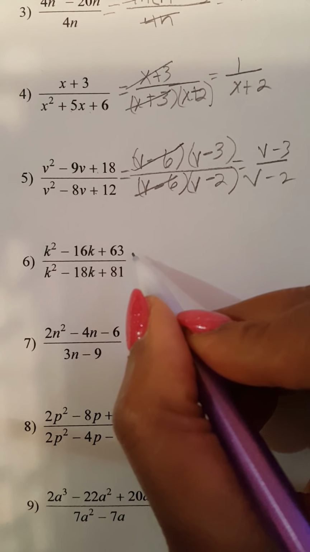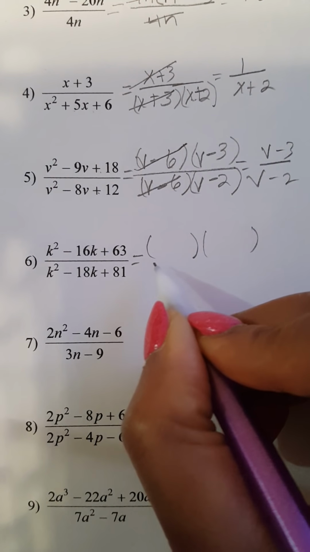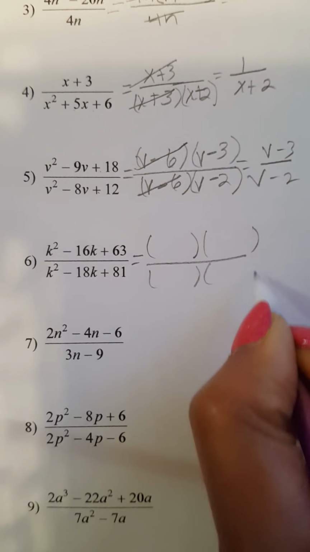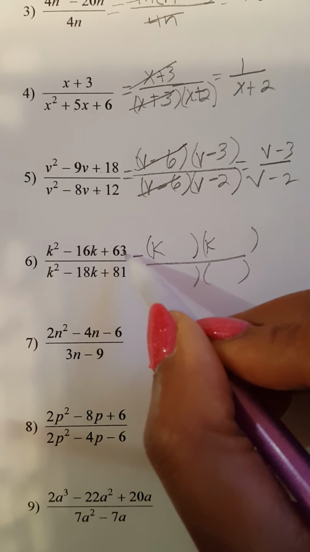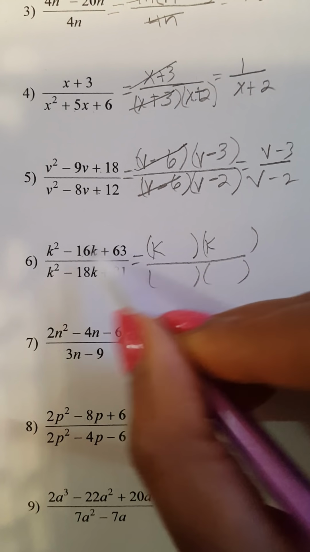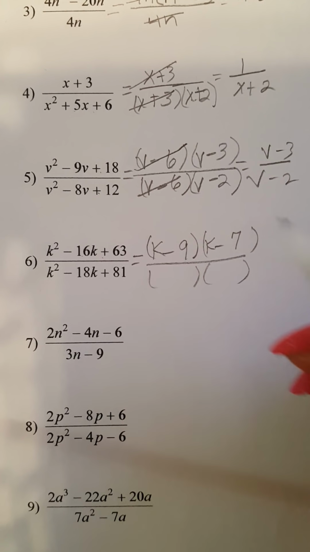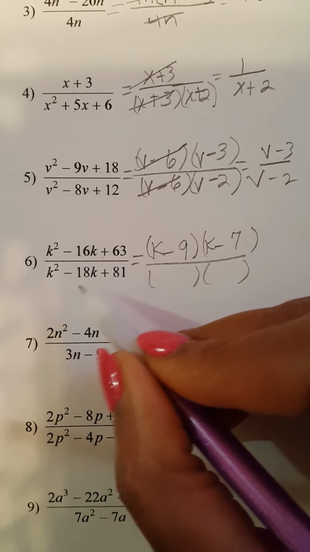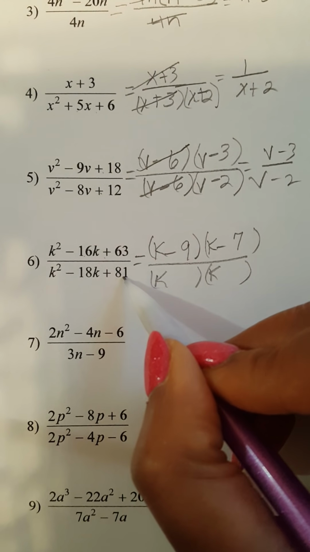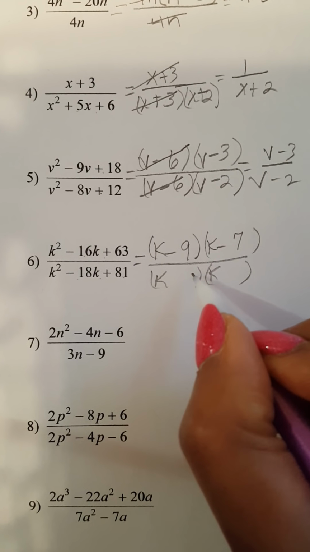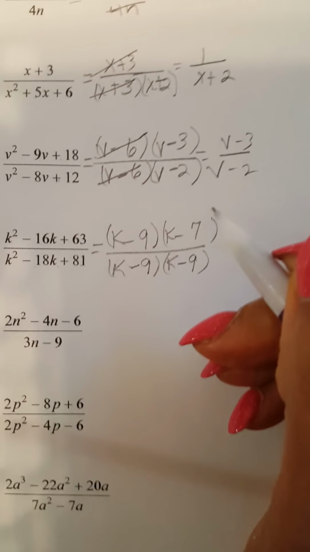Next one, we factor top and bottom. Top, k squared is k times k. What multiplies to give us 63 and adds to give us 16? That's 9 and 7. And signs are both negatives. On the bottom, k squared is k times k. What multiplies to give me 81 and adds to give me 18? That's 9 and 9, both negative.